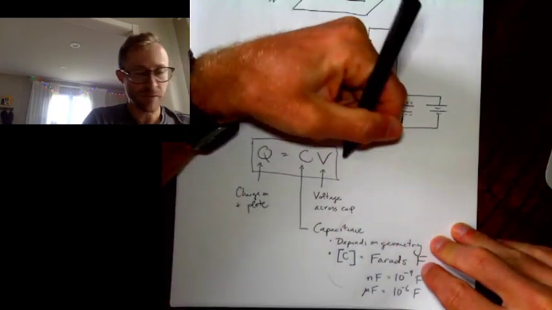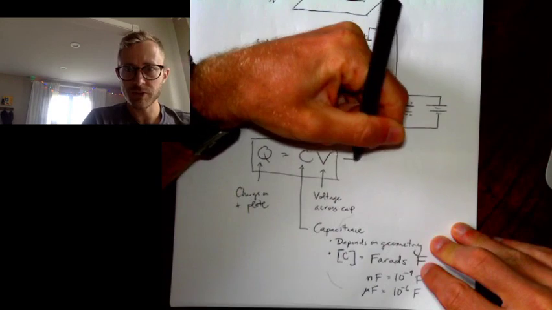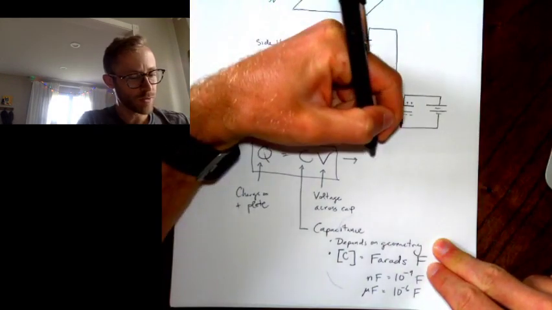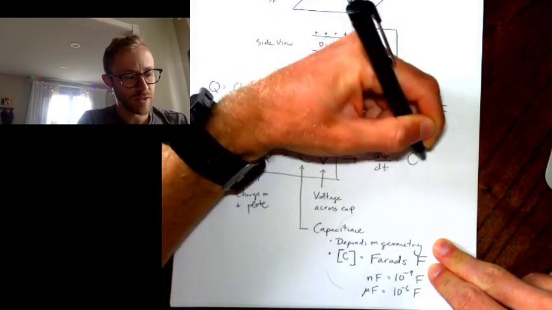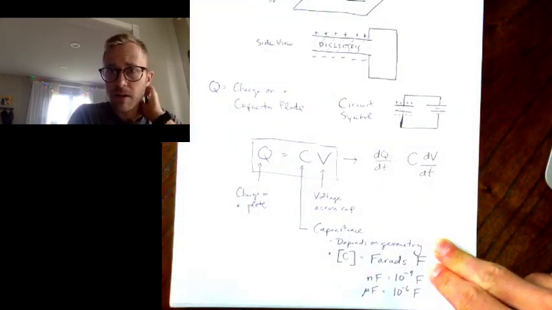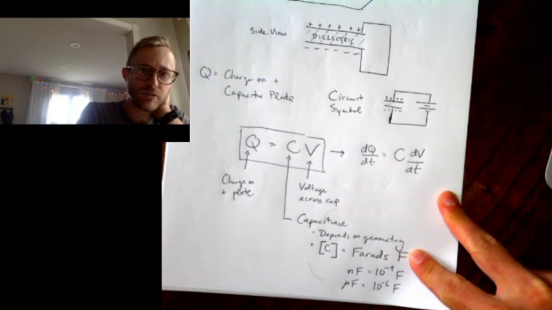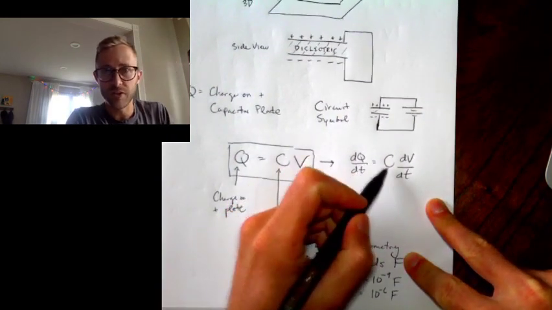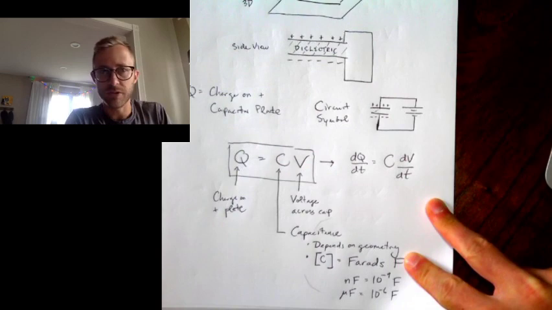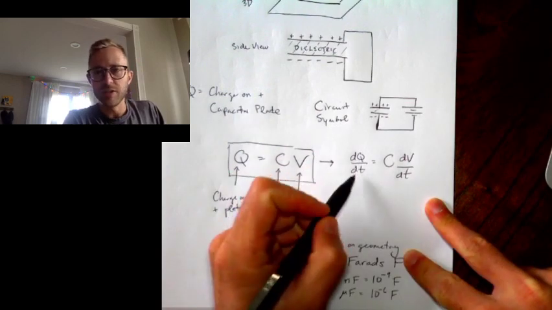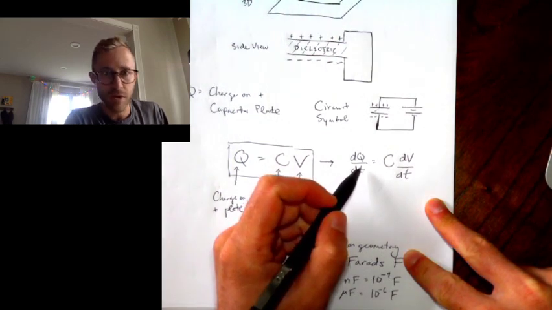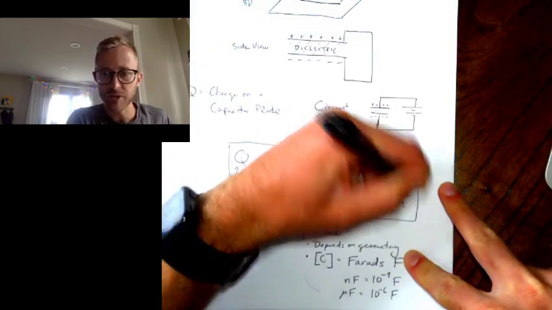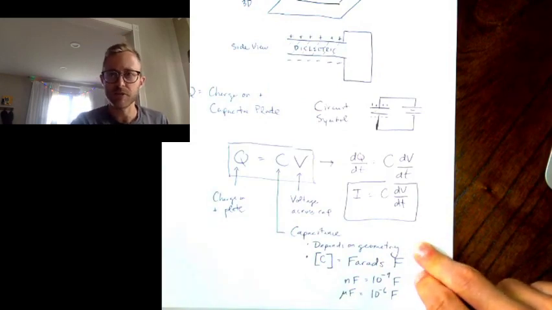We could take the derivative of this equation, and we would get dQ/dt equals C dV/dt. And of course, C is a constant. It just depends on geometry, which isn't changing. dQ/dt is the derivative of the charge, which is the current. So we have I equals C dV/dt. So this is another expression for the main capacitor equation.